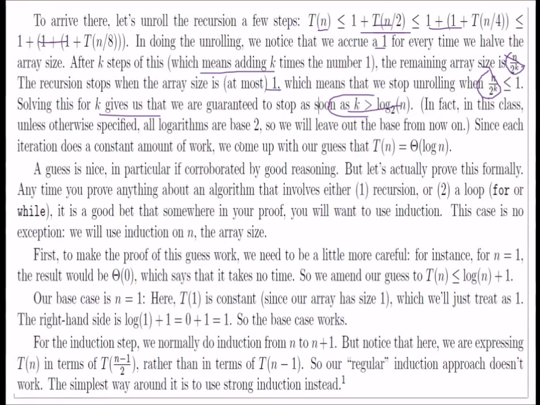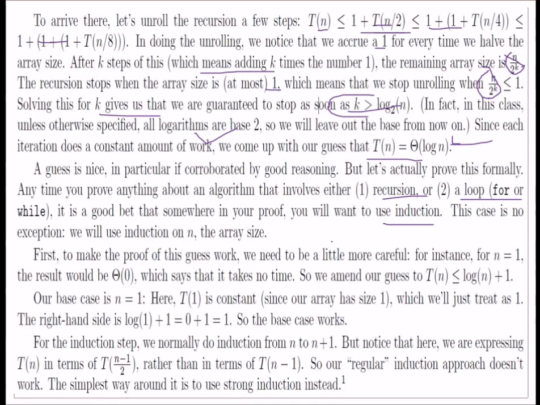Since each iteration does a constant amount of work, we can say that T(n) will be theta of log n. Our guess was quite right, and it actually provided us good reasoning. But we need to provide a proper proof, of a formal nature. Anytime you prove anything about an algorithm that involves recursion or a loop, that is for or while, it is always a good idea to do it using induction. And in this case also we can use induction.